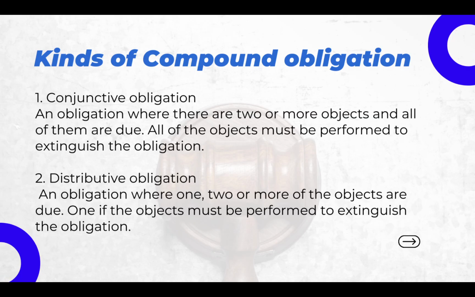Una, conjunctive obligation. There are two or more objects and all of them are due. All of the objects must be performed to extinguish the obligation. Distributive obligation, an obligation where one, two or more of the objects are due. One of the objects must be performed to extinguish the obligation. Ito yung mga compound obligation. Okay?